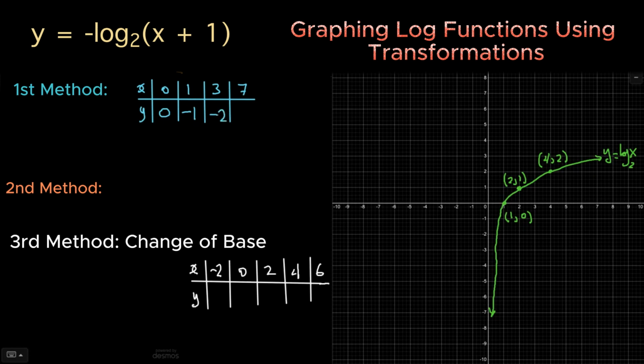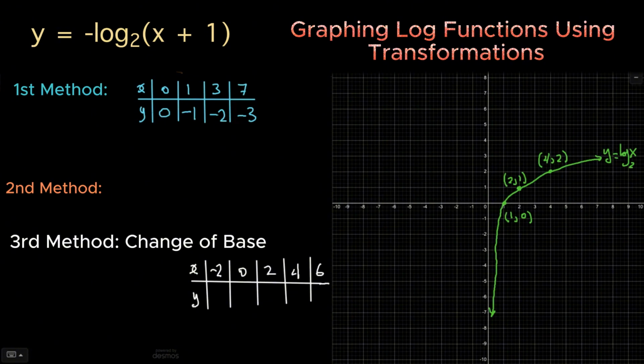I'm going to do one more point, and I'm going to use 7. If I put 7 here, 7 plus 1 is 8. So that's log base 2 of 8. Log base 2 of 8 is asking, 2 raised to what power gives you 8? That is going to be 3. And don't forget you have the negative there, so that makes it negative 3.